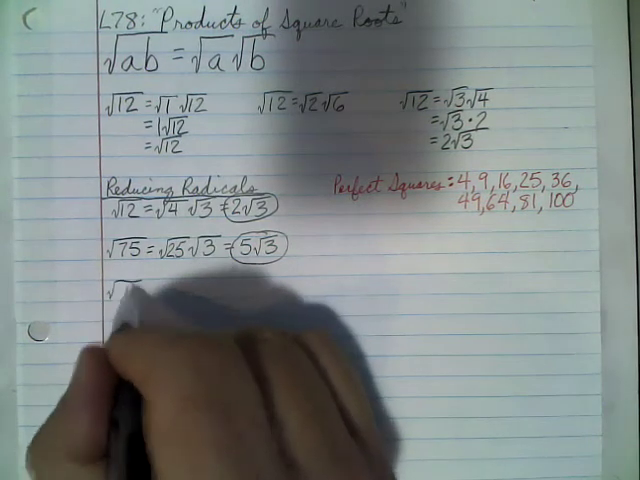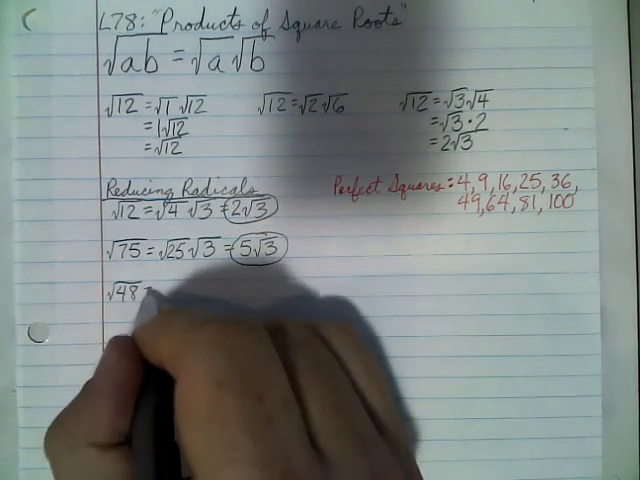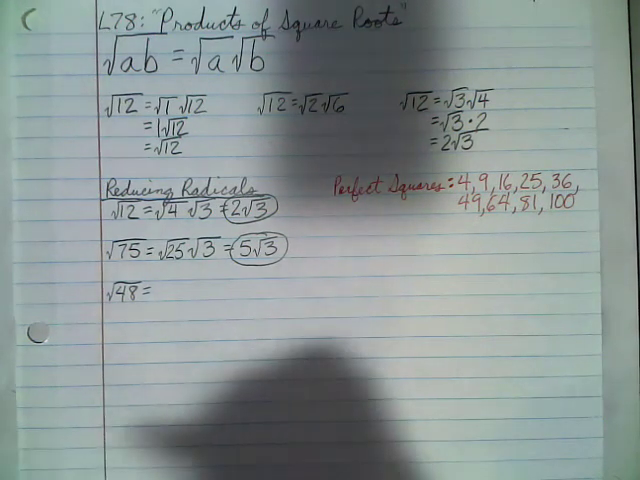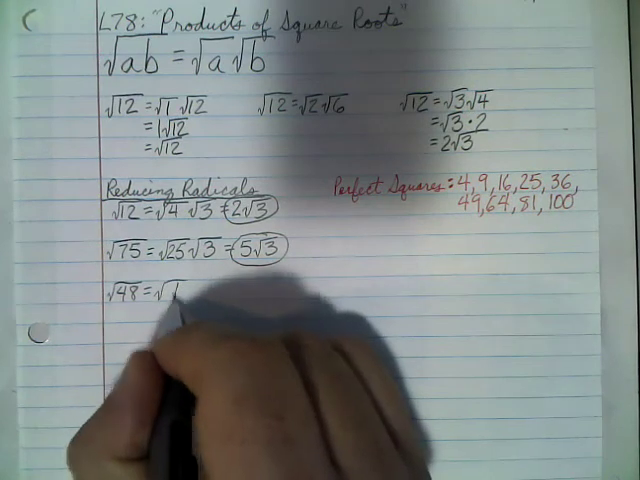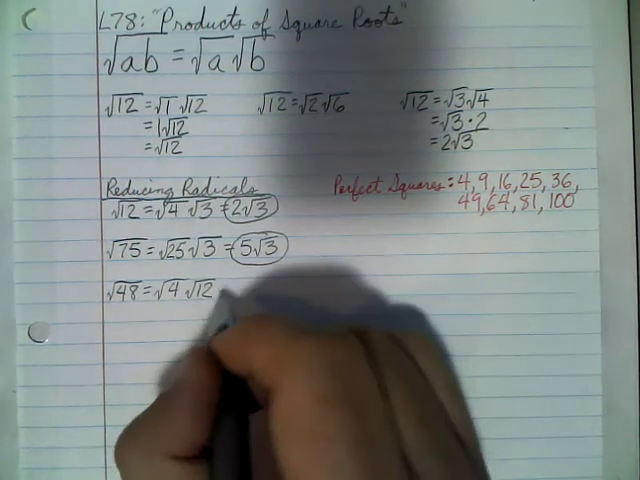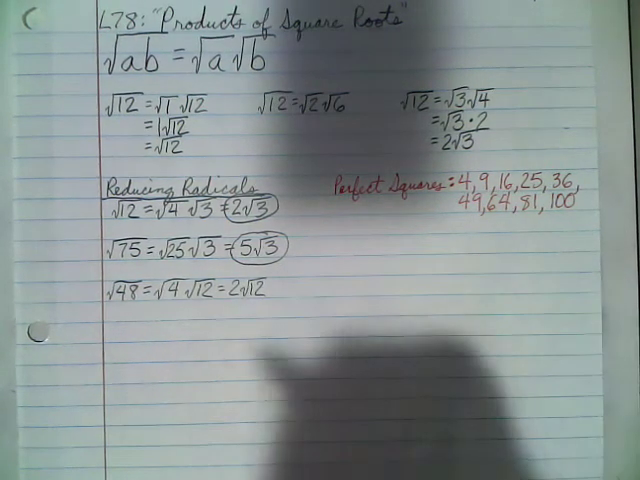We take a look at square root of 48. It's their perfect square that goes in there. And you probably have one in mind right off the bat. 4, of course. 4, and that'll be then times 12. So the square root of 4 is 2. So this is 2 square roots of 12.